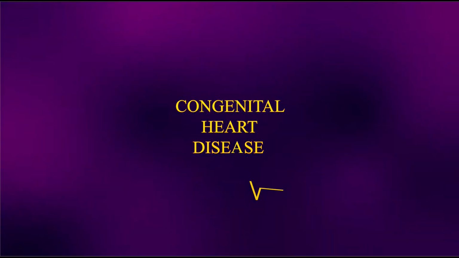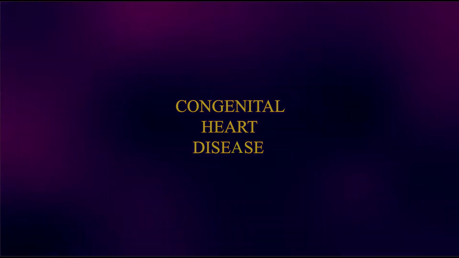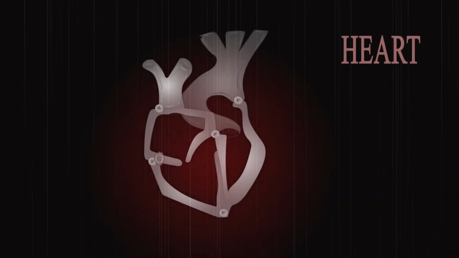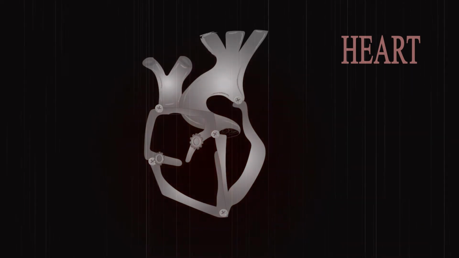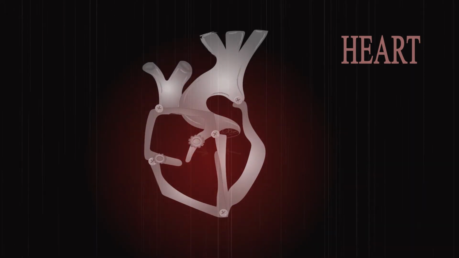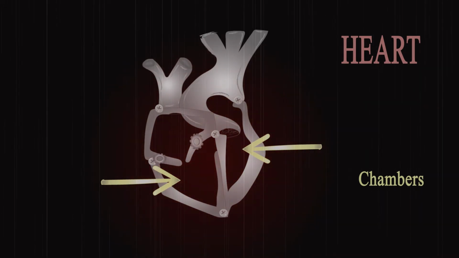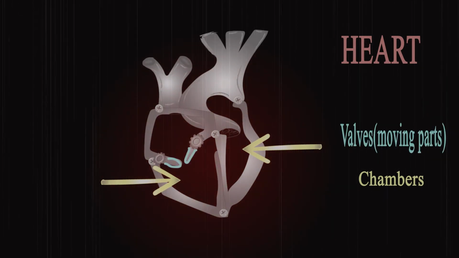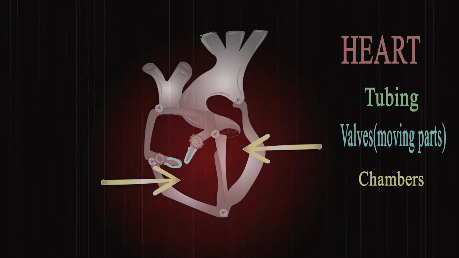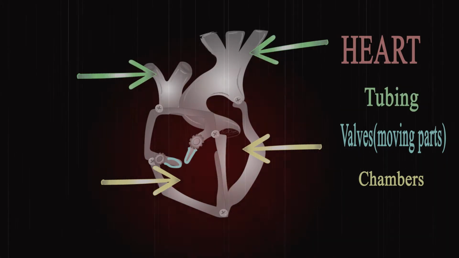Your heart is a complex organ, but we're going to boil it down to an old-fashioned mechanical engine first. Let's break down this engine into three easy parts to remember. Firstly, there are chambers. These fill with blood and are compressible. In between these vertical chambers are valves or moving parts. Lastly, there is tubing that transports blood to and from the heart.